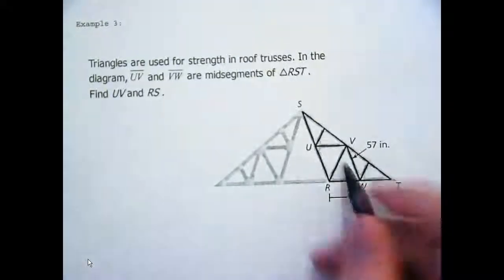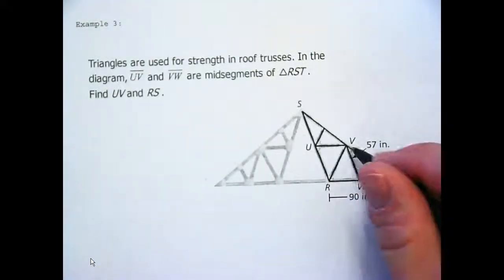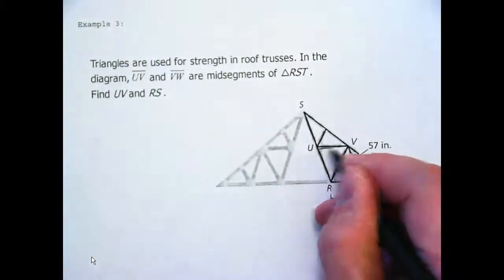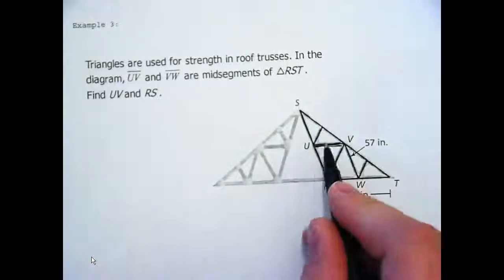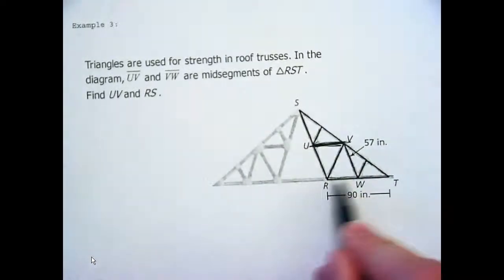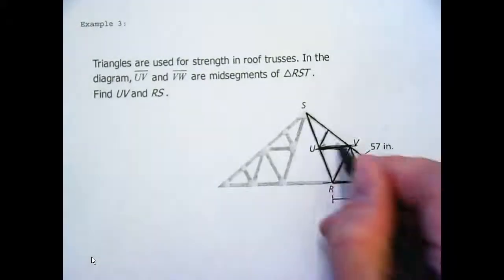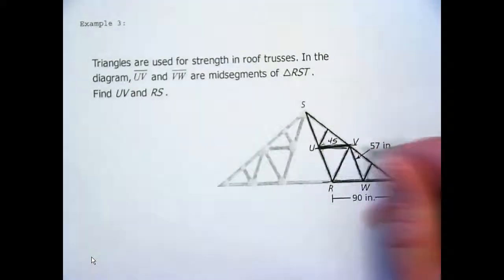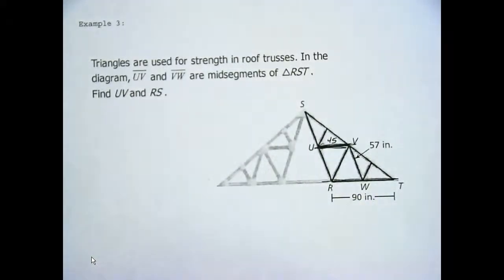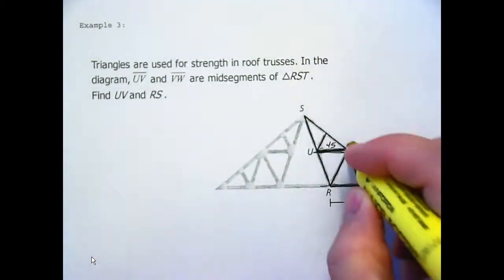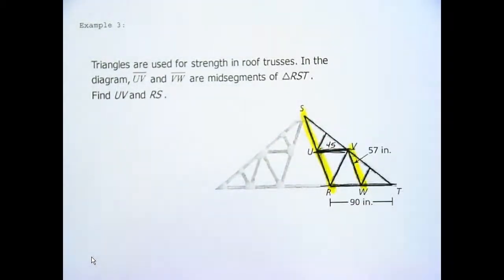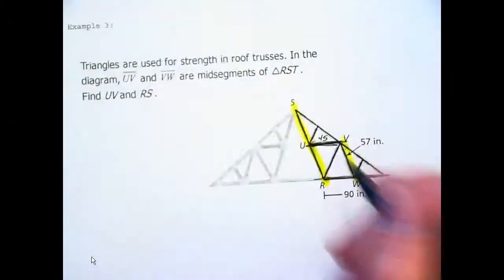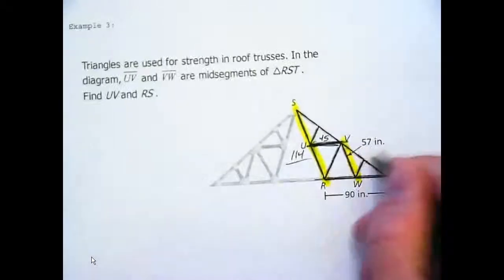So in this diagram, UV and VW are midsegments of that triangle. Find UV. It's a midsegment opposite RT, and RT is 90, so what's that make UV? 45. And if VW is a midsegment opposite SR, and VW is 57, what's SR? 114. Good, it's twice that. Quick review there.